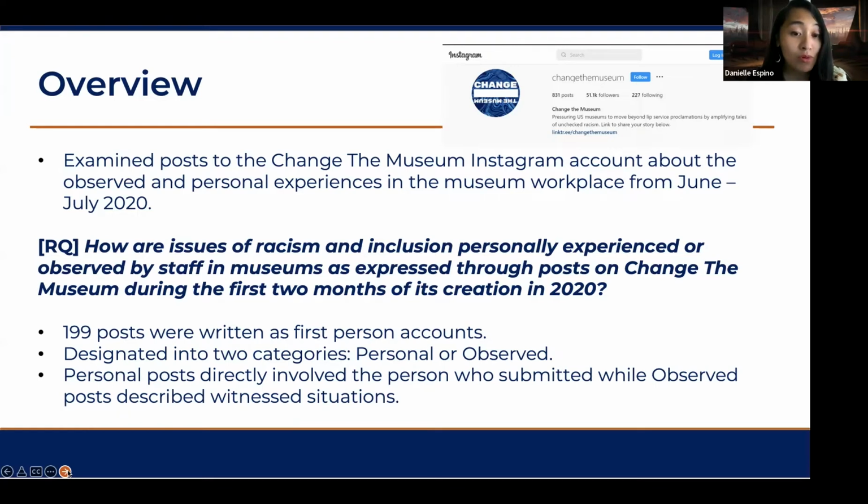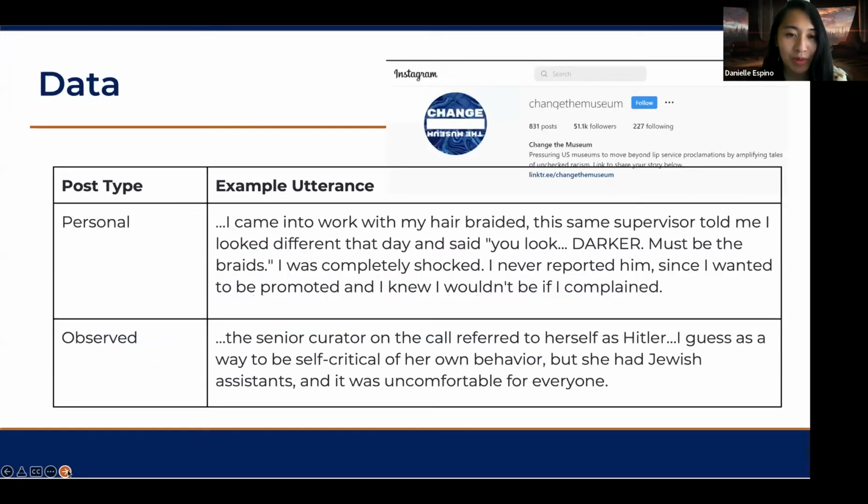From those owned experiences, there were two types. There were personal accounts, where the submitter themselves was the direct target of the action, versus observed accounts, where the submitter observed something but was not the direct or only target of the action. Each of these posts was very rich in description and often very painful to read. I'll pass it over to Brian to share some examples of the data.